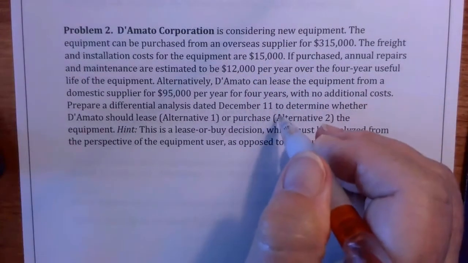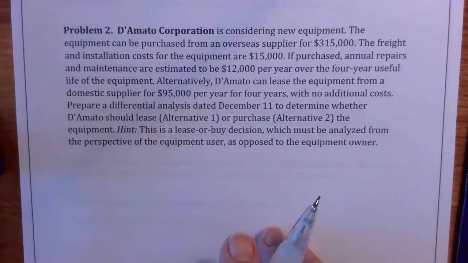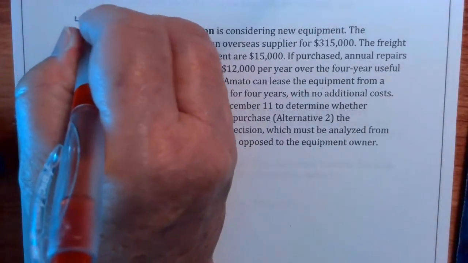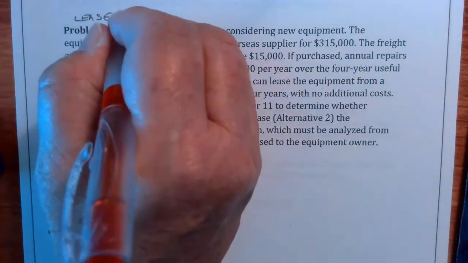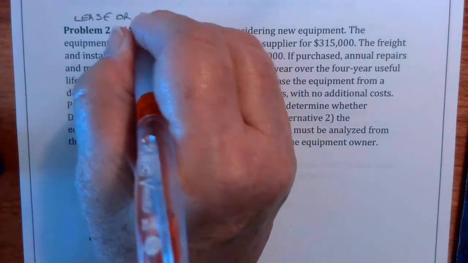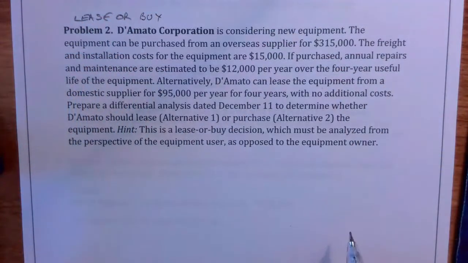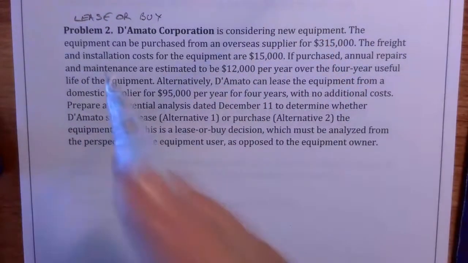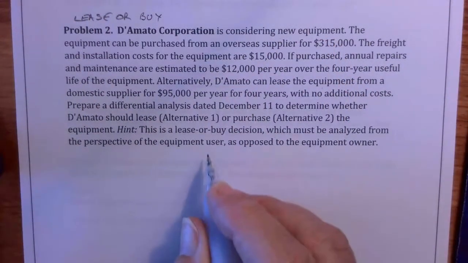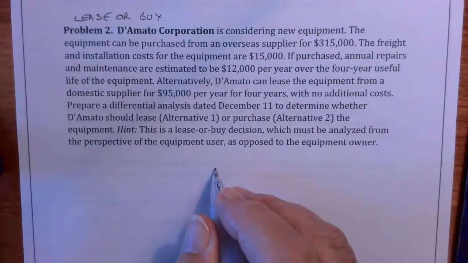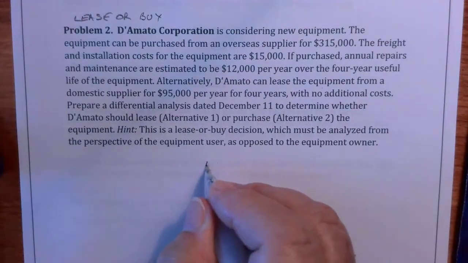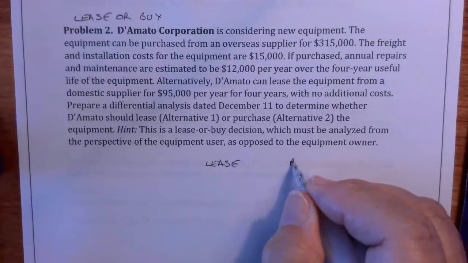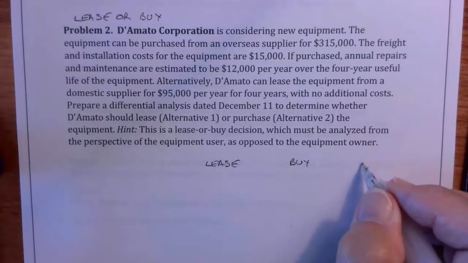If purchased. Alternatively, they can lease it. So this isn't a lease or sell. This is a lease or buy, which is the way you usually see these problems, or these issues at work. To get into the leasing business when you really do something differently is sometimes a mistake. So I'm going to have a column here for lease, buy, and a difference column.